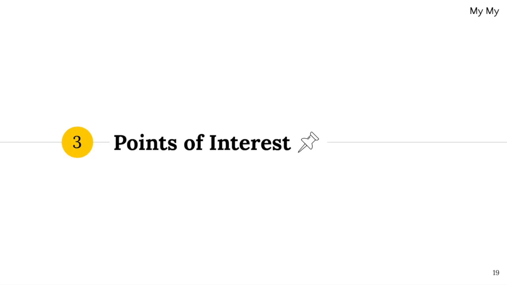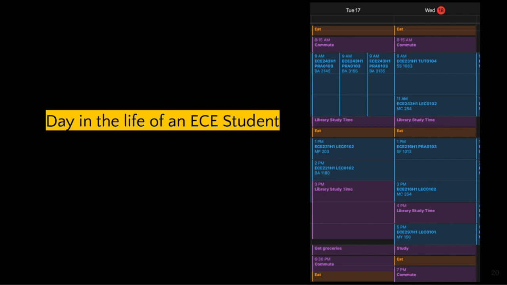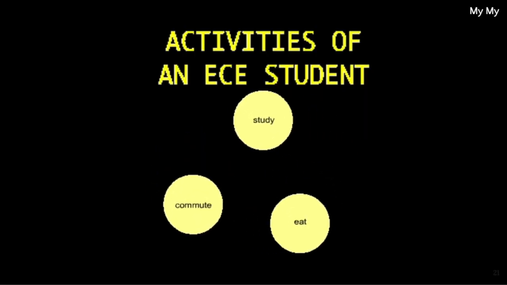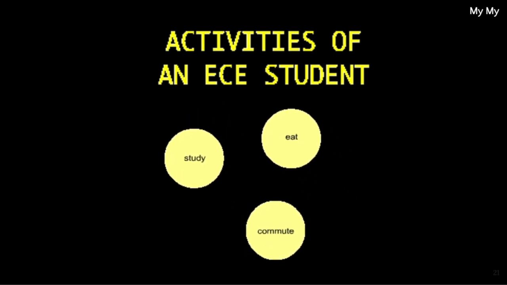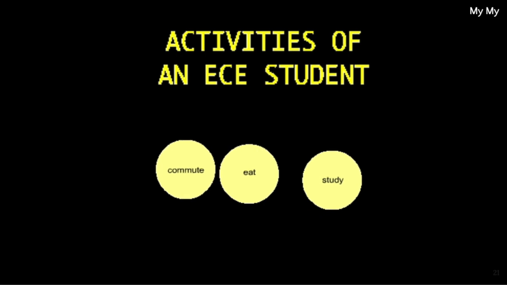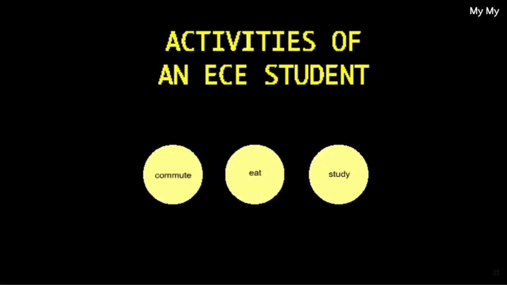Points of interest. As an ECE student, I find that my typical day involves a lot of time in libraries and going to get food. I typically spend about 1 hour commuting and about 4 hours at the library. And at least once a week, I make a stop at the grocery store to get food for the following week. Thus, we have narrowed down the 3 essential activities of ECE students: commuting, studying, and eating. Understanding this enables us to make the map more practical and simple.